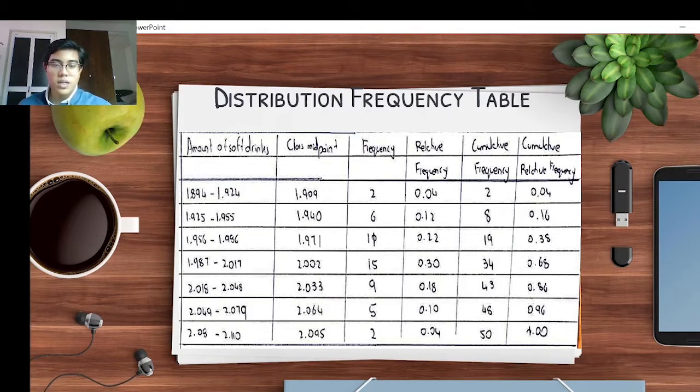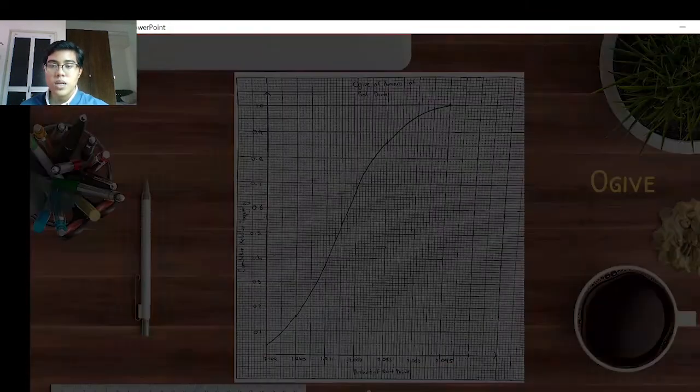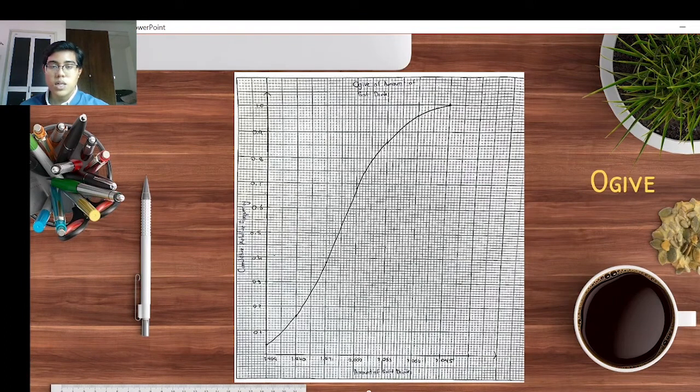Here we have 7 classes. For information, for the ogive, we need to use x as the class midpoint and y value as the cumulative relative frequency. Then the ogive we will get like this.